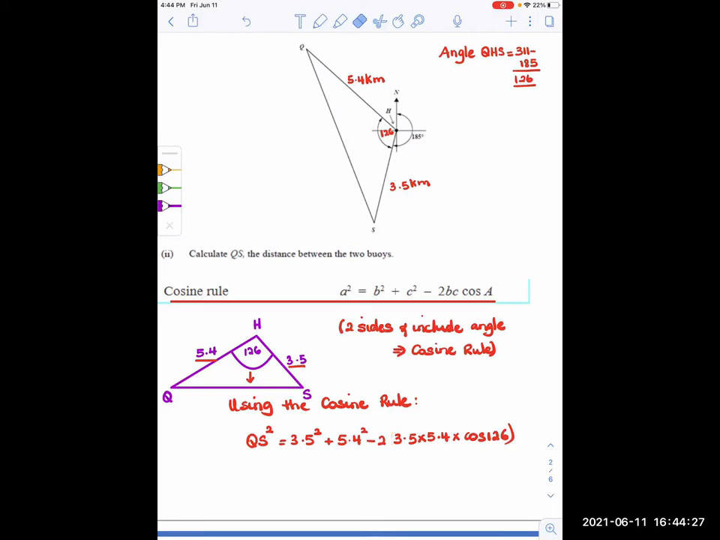Now we're going to remove this brackets and I'm going to put it here. So you can multiply everything and put it in the calculator. So in the calculator, put 3.5 squared plus 5.4 squared minus open bracket 2 multiplied by 3.5 by 5.4 cosine 126. Go ahead, work it out. And when you get the answer, QS would be the square root of the answer above. And you're writing it for me correct to 2 decimal places, unless otherwise stated.